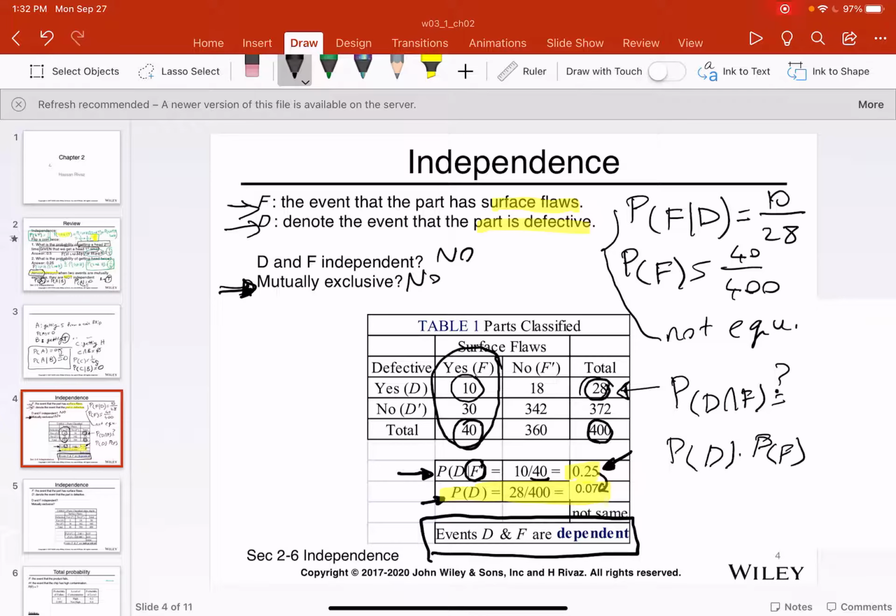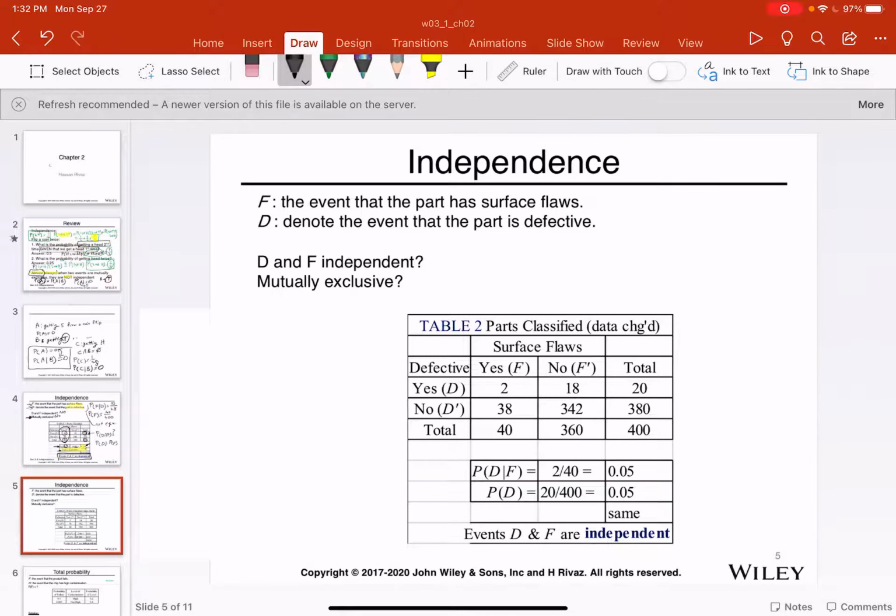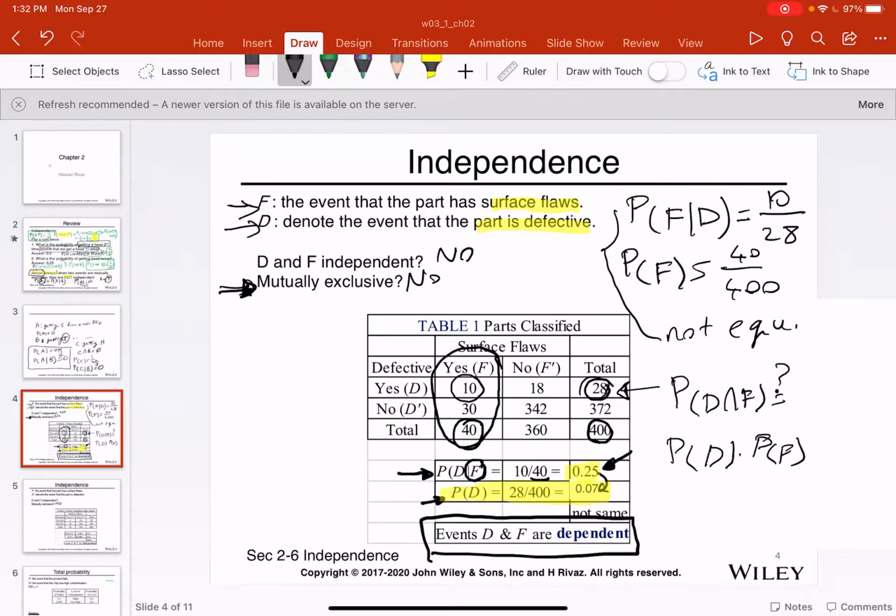Okay. So the next one, the way I wrote down the numbers, it leads to independent events. Let's check out this one. Again, mutually exclusive, no, because they have overlap. That's the easy part. This new example is exactly the same as the previous one. The only difference is that I'm changing these four numbers. Otherwise, the question setup is exactly the same as before.